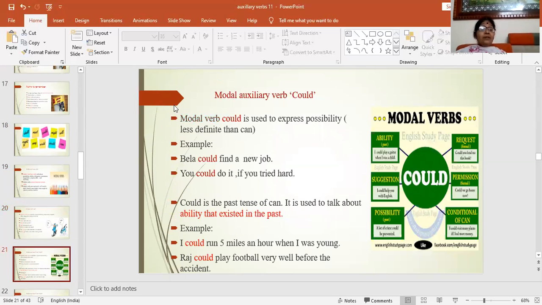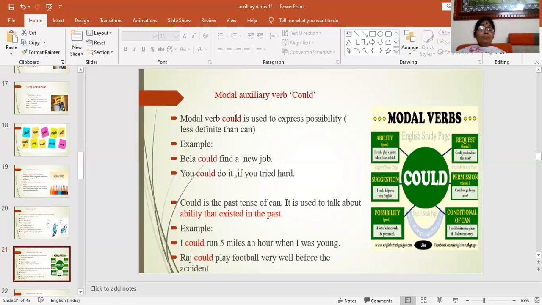Now, where should we use our modal auxiliary verb could? Modal verb could is used to express possibility. This also expresses possibility, but when you compare it to can, it is less definite than can.